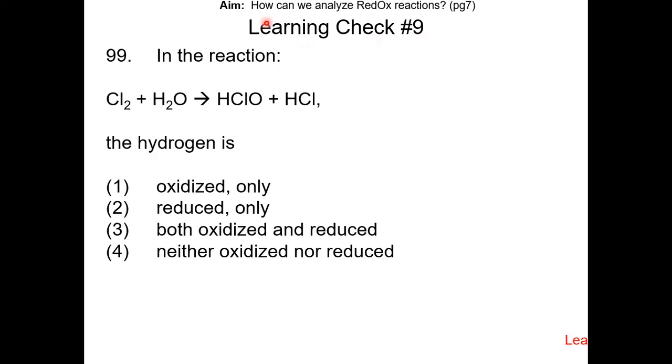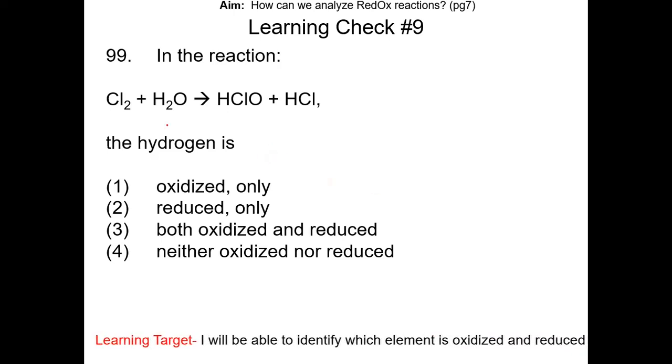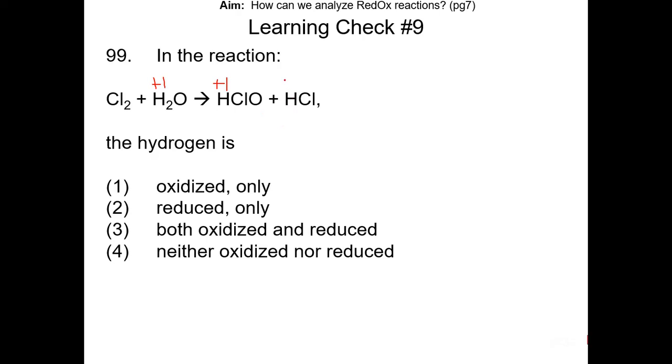Learning check number 9. In the reaction, hydrogen is what? Pause the video and resume when completed. Let's identify the oxidation number of each hydrogen. This one is positive 1. This one is also positive 1. And this one is positive 1 as well. Since there's no change in the oxidation number of hydrogen, it is neither oxidized nor reduced. So the answer is choice 4.